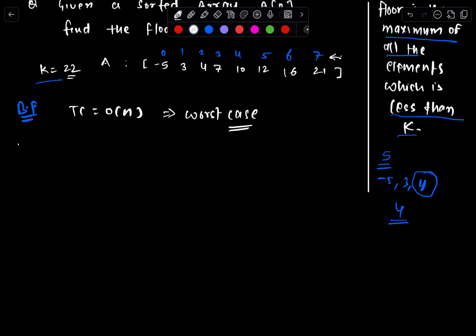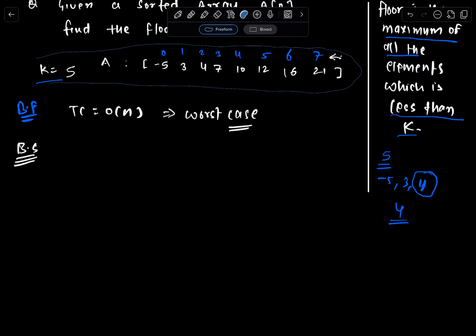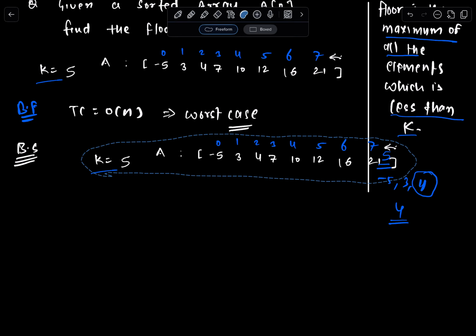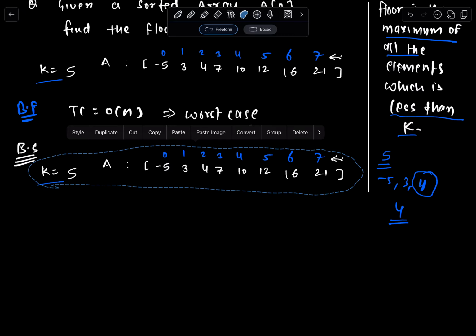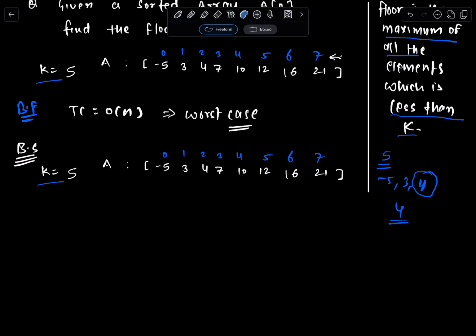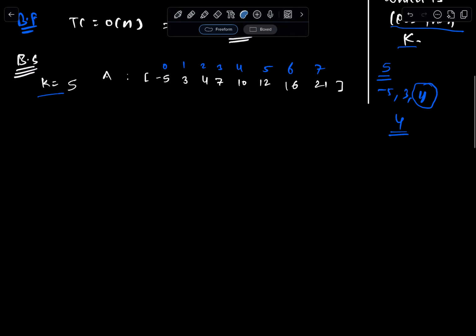Now, can we apply binary search here? Can we apply? Think about it. Can we apply binary search here? We can, if all the three cases are successfully implemented. Okay, what are those three cases? So my three cases, one is case one, which is the middle element.